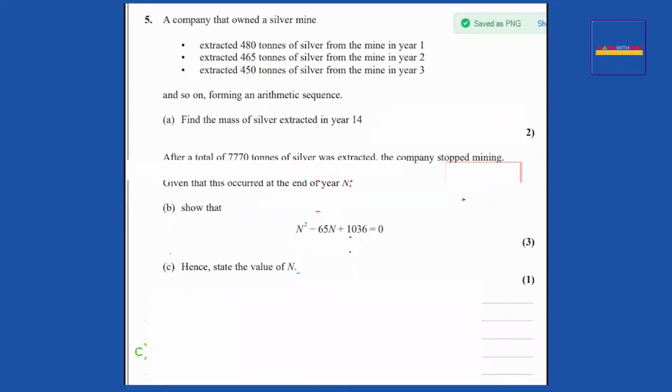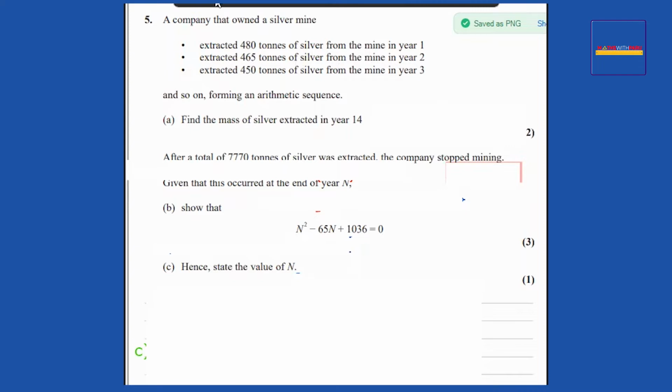Right, here we go. So a company that owns a silver mine. In the first year, the extracted tons of silver is 480, and in the second year, it's 465. Now, since this forms an arithmetic sequence, we can clearly state that the first term for this is going to be 480. So let's begin with this.